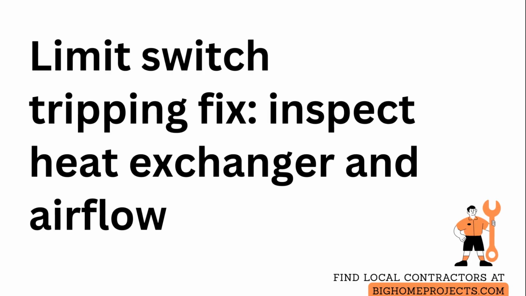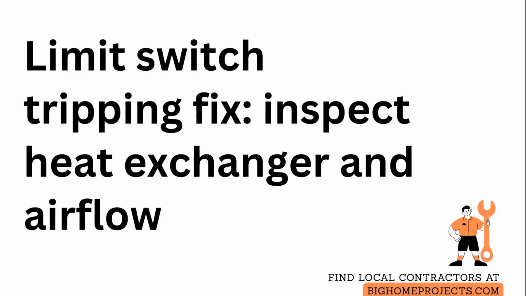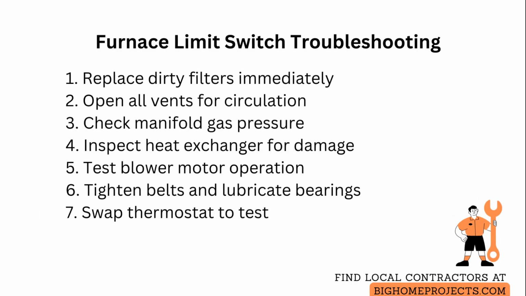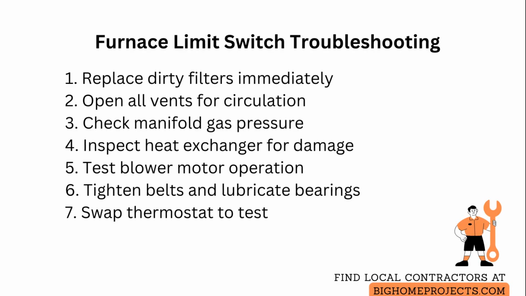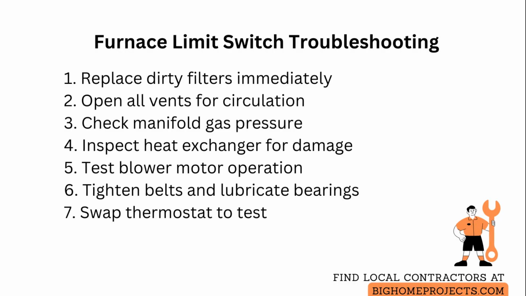A furnace limit switch trips when the system detects unsafe temperature conditions and shuts the burner off to protect the equipment and home. A common cause is restricted airflow from dirty filters, closed registers, or blocked return vents. So check and replace filters. Open all vents and feel for strong airflow at each register to confirm circulation.